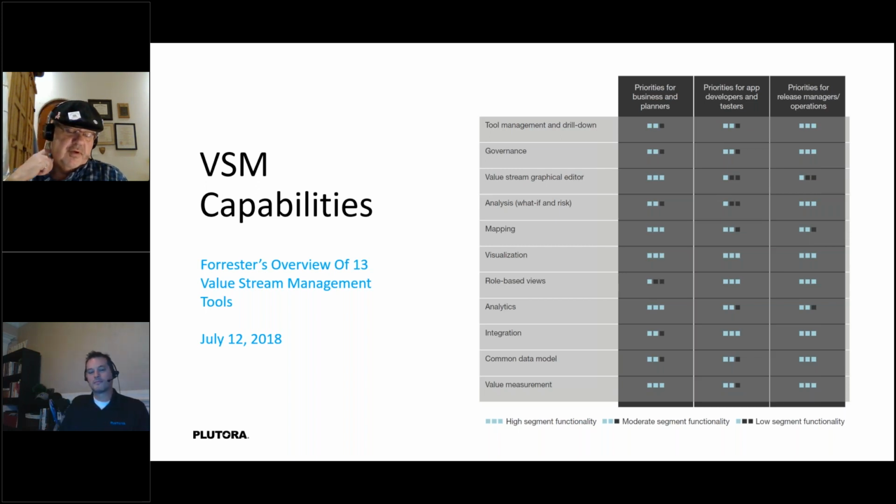You want to make sure that whatever tool you select has these capabilities at least sufficiently for whatever your particular requirement is.